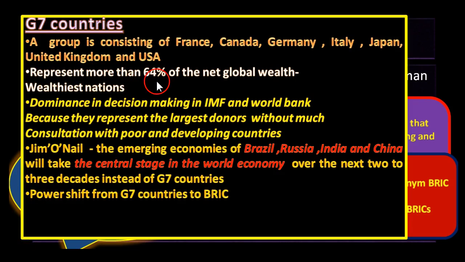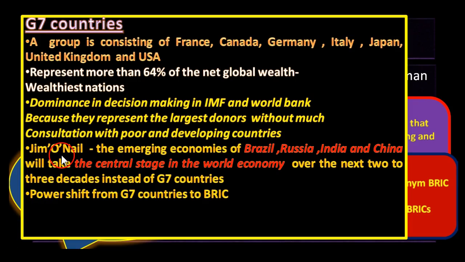They represent more than 64% of the net global wealth. And these countries have dominance in decision making in the International Monetary Fund and World Bank because they represent the largest donors, without much consultation with poor and developing countries.